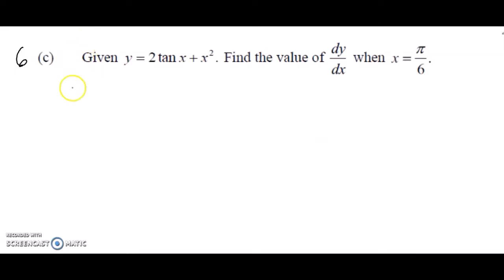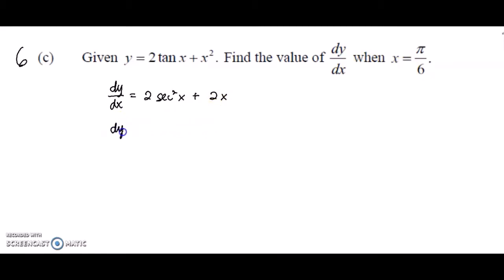Next, this is our question 6c. Given y equals 2 tangent x plus x squared, find the dy dx when x equals pi over 6. So we just get the dy dx first. To differentiate this, I'll differentiate it term by term. I got two terms over here. Differentiate 2 tangent x, I have my 2 secant square x. And differentiate x squared, you get your 2x. So you need to find the dy dx when x equals pi over 6.